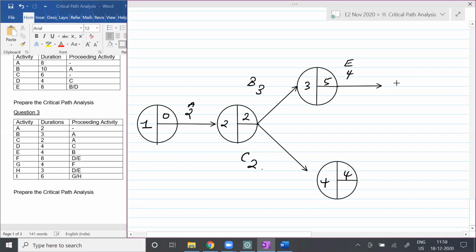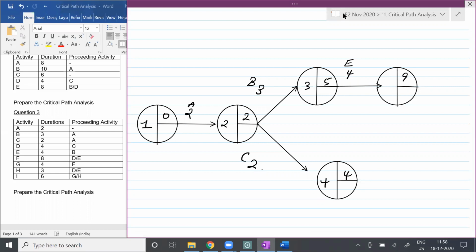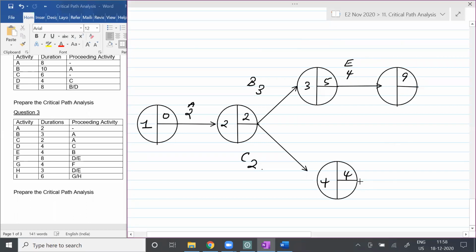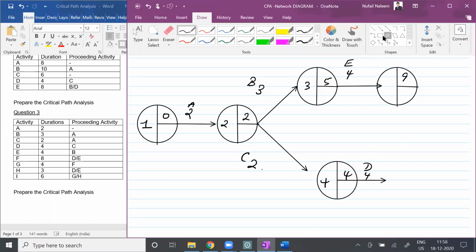So I will just close the E work also. If the E work needs to be finished, the early finish should be how much, students? 5 plus 4 is how much, students? 9. So earliest you can complete within 9 days. And similarly, students, can we do the next area also, if you don't mind? That is, if I'm not mistaken, going to be D, right? Okay, students. So D will be taking how many days, students? 4 days, right? Agree, no, students? Yes or no? D will be taking 4 days.